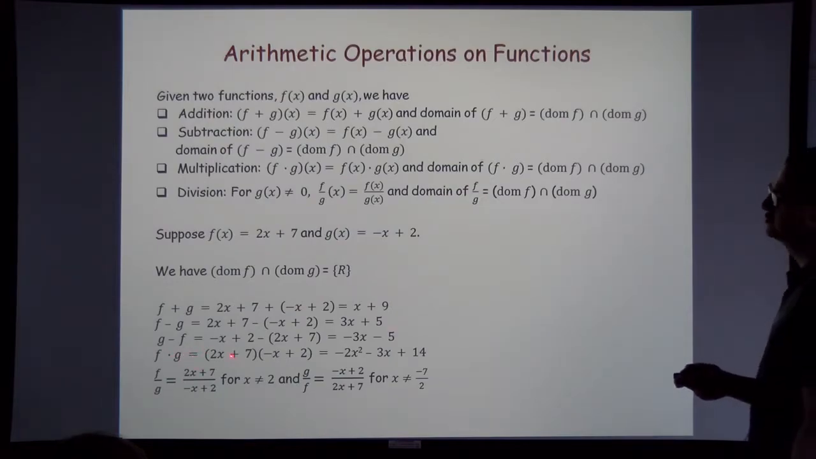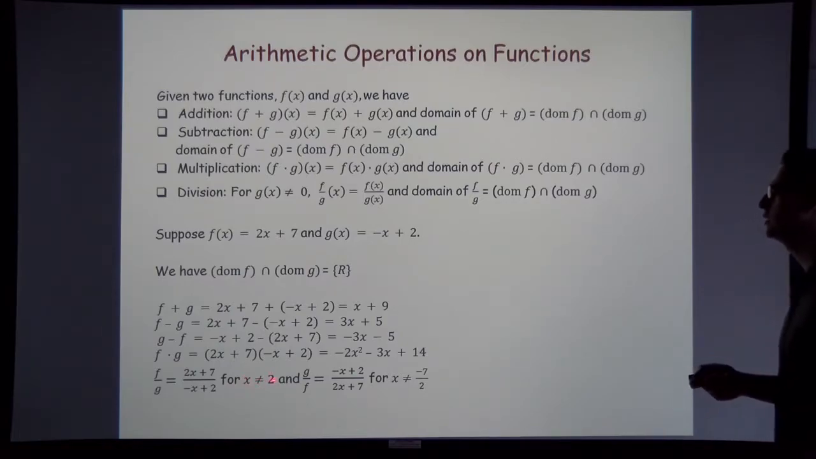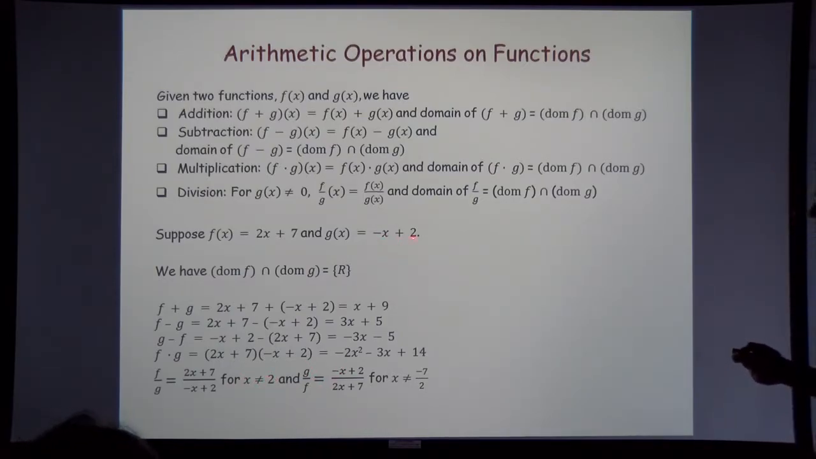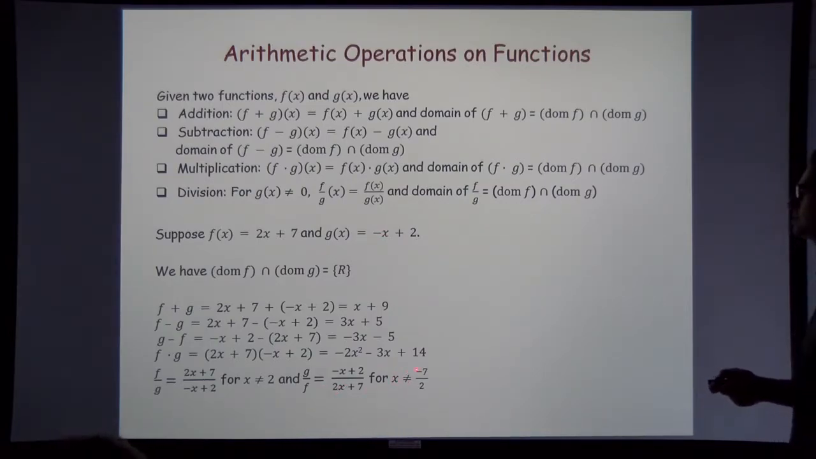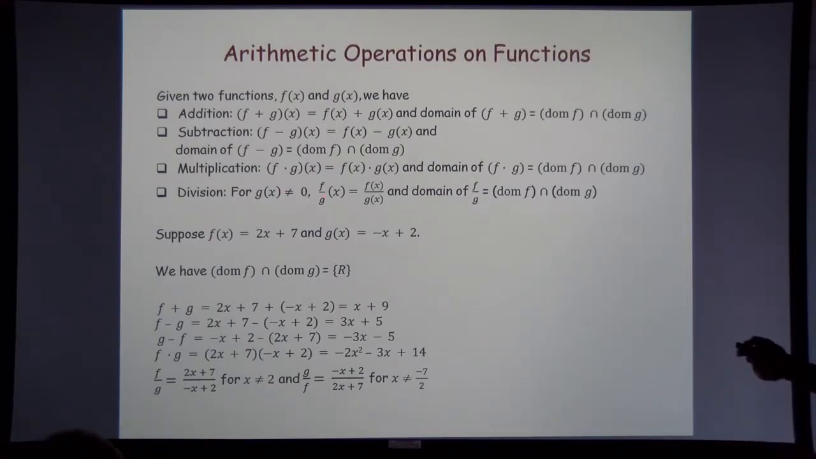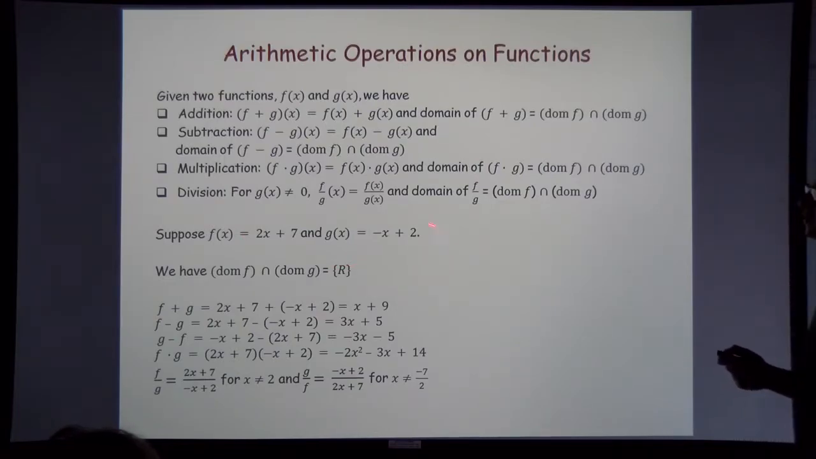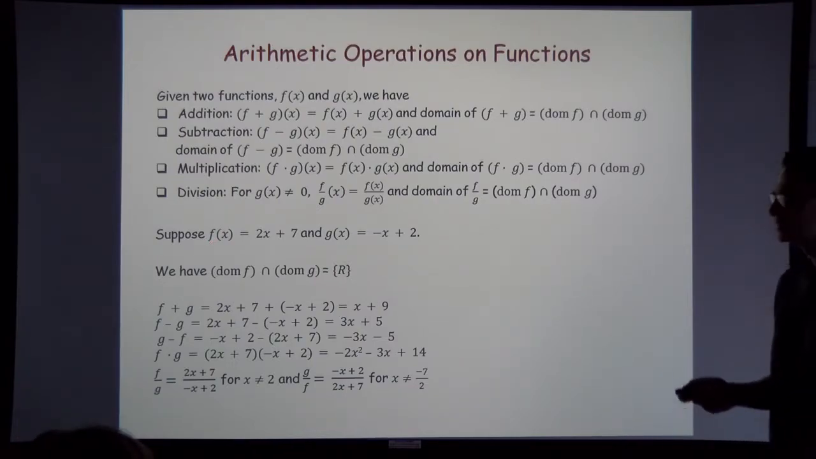And then we have f times g, which would be 2x plus 7 times negative x plus 2, which would get me negative 2x squared minus 3x plus 14. And for our division, we have f over g, which would equal 2x plus 7 over negative x plus 2, for x not equal to 2, and g over f is going to be negative x plus 2 over 2x plus 7, where x does not equal negative 7/2. So all we're doing for all 4 of our operations is following addition, subtraction, multiplication, and division of each of our functions, and we're either going to add, subtract, divide, or multiply them together to get our different equations.